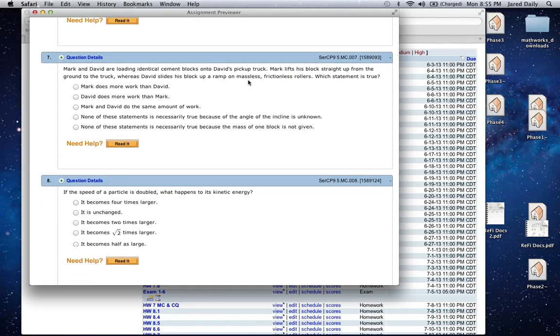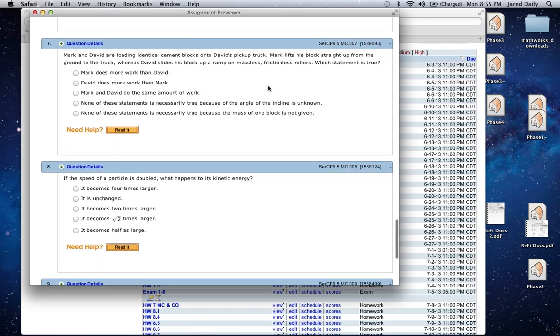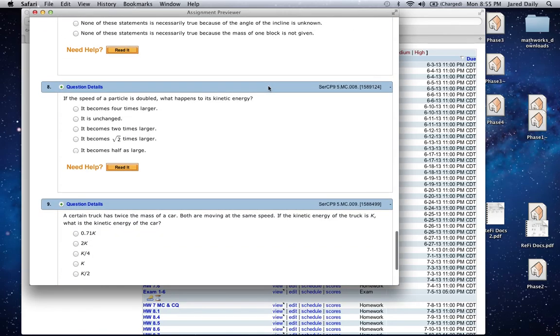So what's the difference between lifting a block straight up from the ground onto the truck, or sliding the block up the ramp as far as work is concerned? Do they do different amounts of work? It's really a trick question here. Are they doing the same amount of work? Are they doing different amounts of work? Does it mean that one person has a more difficult job than the other? Those things are not necessarily all the same questions, so you have to be careful with those.